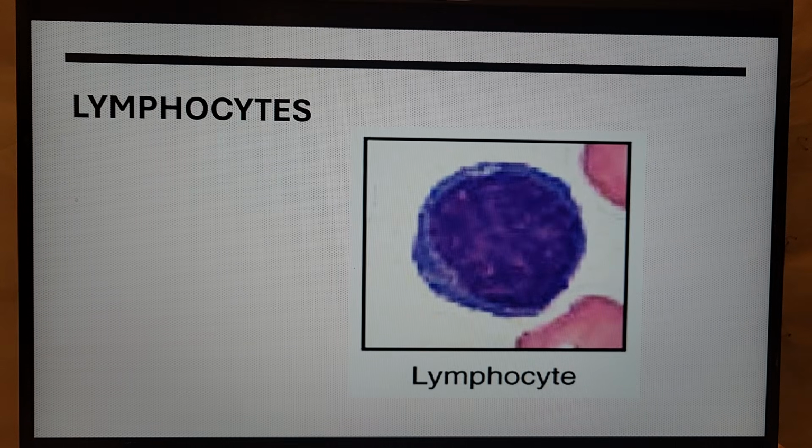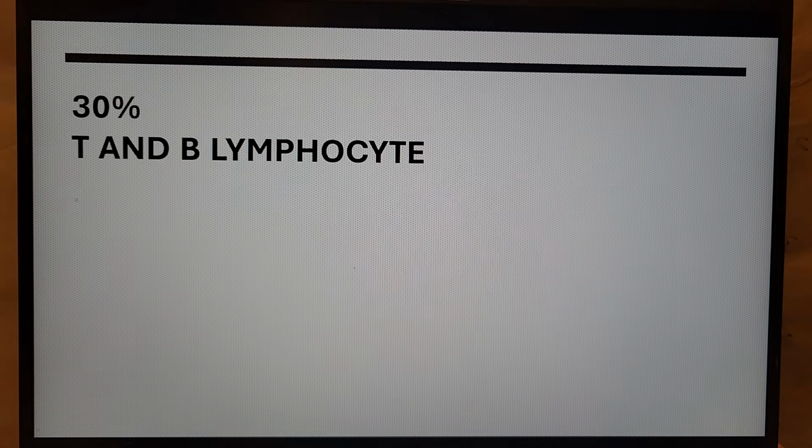And this is your lymphocyte, blue color, right? And lymphocyte, you do have T and B lymphocyte. Lymphatic system, why do we call it the lymphatic system? Because lymph, milky color, has a lot of lymphocyte. And lymph is the one that transports fat. That's why it's milky color, right? So this lymphocyte is not only in the bone marrow, but also inside the lymphatic system, total 30%.